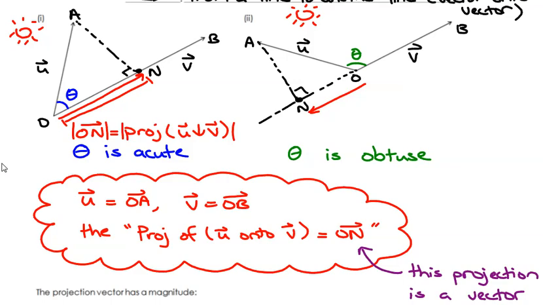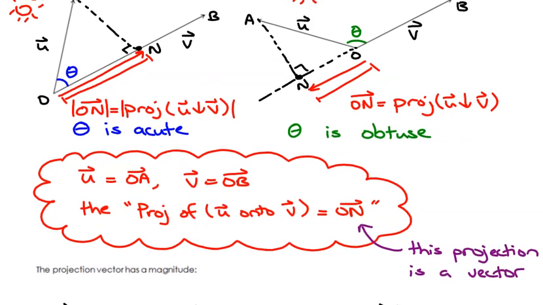Just make sure that the magnitude stays a positive quantity because it's a length, right? There's no such thing as a negative length. This would still be called ON because it's going from O to N, and that's why I'm still going to call it the projection of U onto V. Everything we just talked about is in that cloud underneath, and the purple is just saying that the projection is a vector, but you can find the magnitude of it.